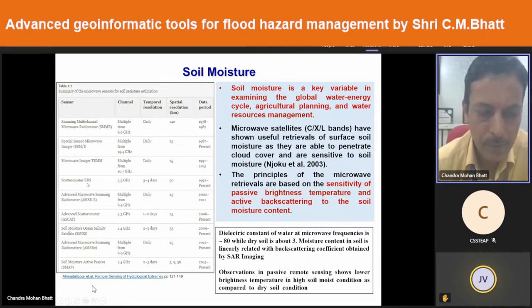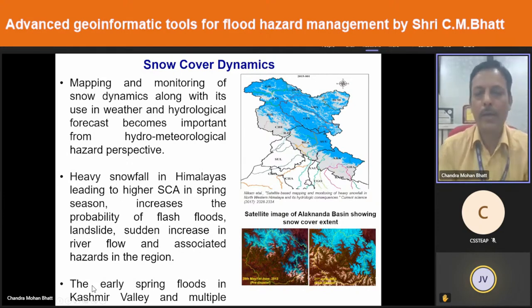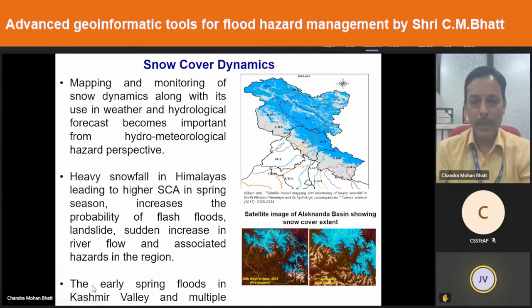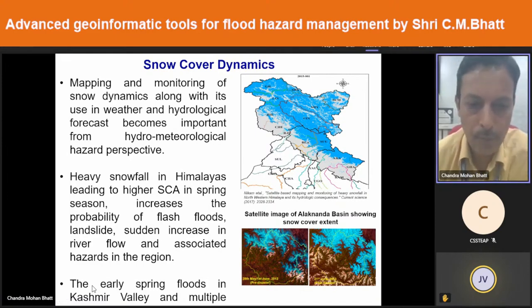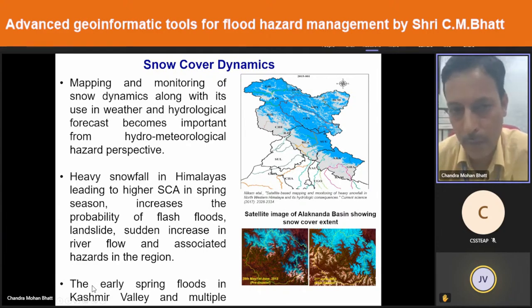There are many satellites which give you soil moisture directly as a product, like SMAP and AMSR2. Then we can have snow cover dynamics mapping, because heavy snowfall in the Himalayas leads to higher snow cover area in the spring season and increases the probability of flash floods, landslides, sudden increases in river flow and associated hazards in the region. Therefore, you also need to map this snow cover, and these satellites help you do that.